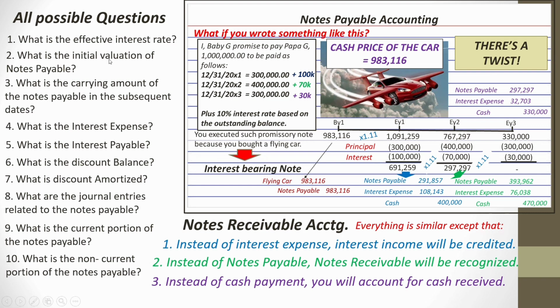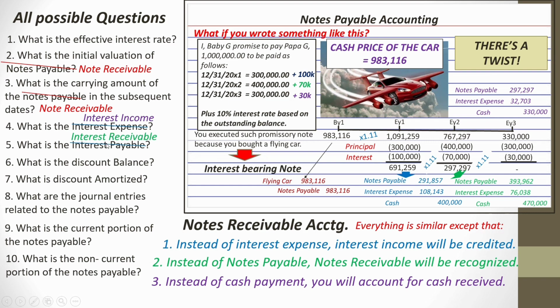On question number 2, the only thing that will be changed is this notes payable. It will be changed to notes receivable. That is also the case for question number 3. The question can still be asked, but instead of notes payable, it will become notes receivable. In possible question number 4, instead of interest expense, you will be asked about interest income. And in question number 5, instead of interest payable, you are going to be asked about interest receivable. Although the concept is still the same.